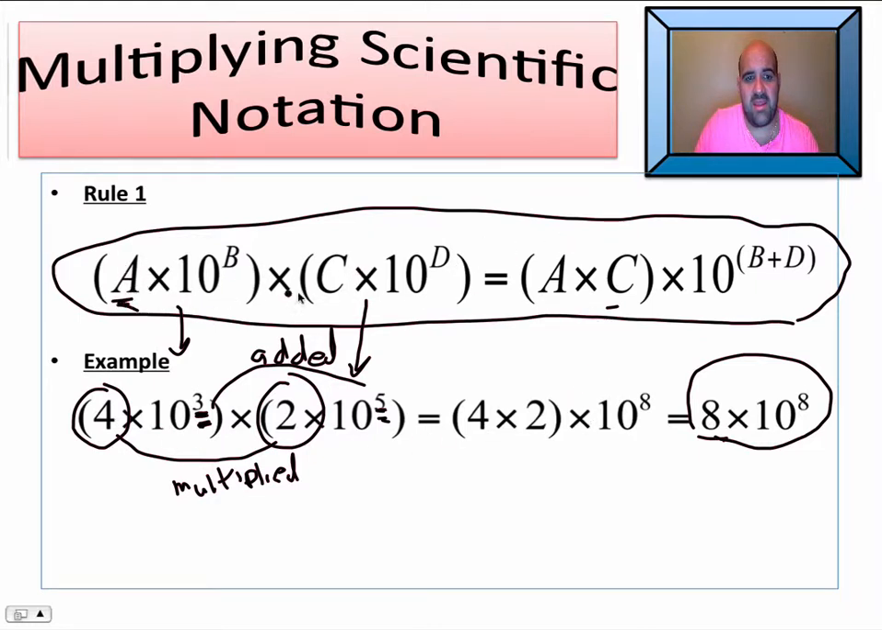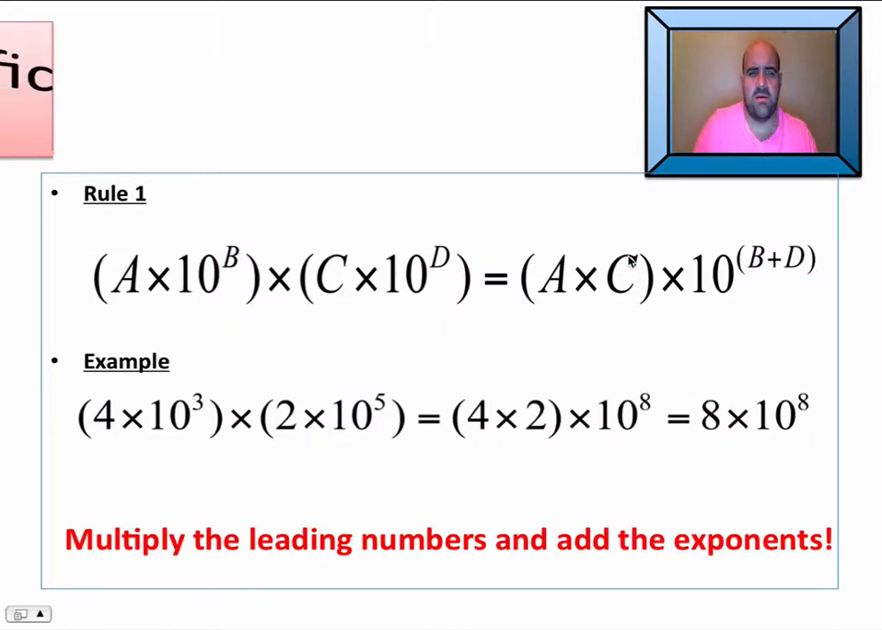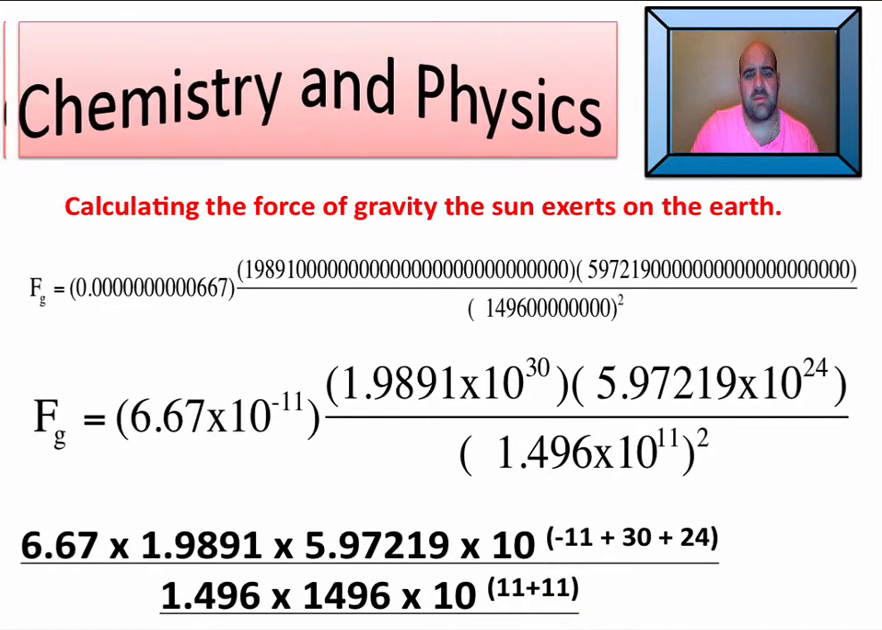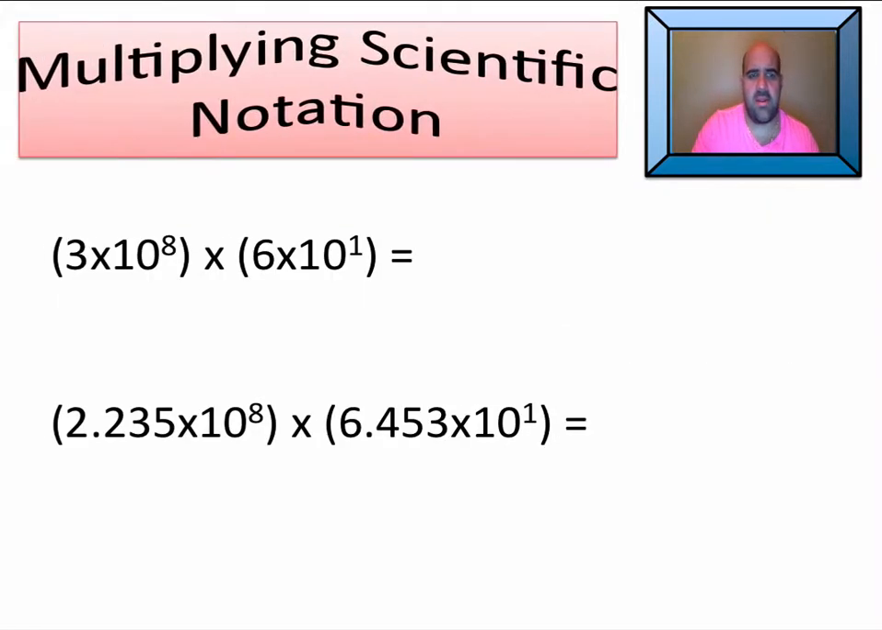You multiply the leading numbers, a and c. A times c, it's just a general form of the equation. And then you add the exponents, b plus d. So even though this thing looks really complicated, it's not really, right? So this is the rule: multiply the leading numbers and add the exponents, if you want to write that down. And let's do a couple sample problems.